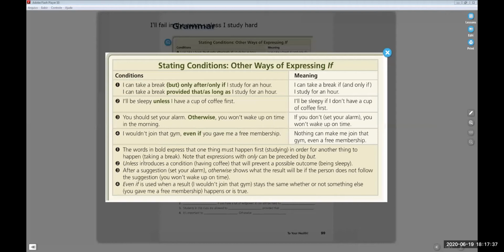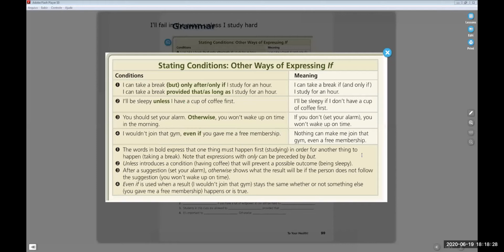All right, guys. So, in the number 1, the first example, read by Mr. Matthew, the words in bold express that one thing must happen first in order for another thing to happen. Note that expressions with only can be preceded by but. Your choice. But is optional. When it comes to the condition number 2, read by Juliana, unless introduces a condition that will prevent a possible outcome. So unless introduces a condition, having coffee, that will prevent a possible outcome, a possible result, being sleepy.